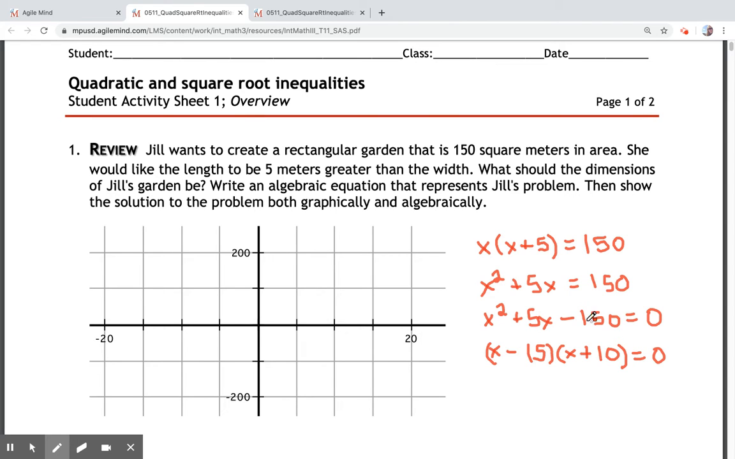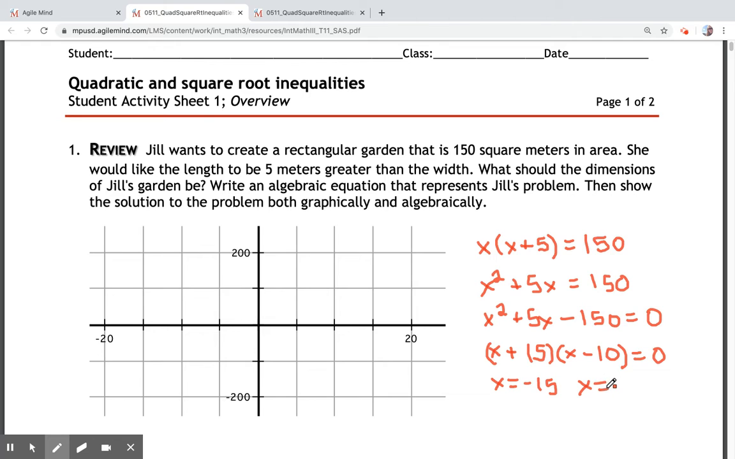Negative 15 times 10 is, of course, negative 150. And if you add them, oh, I got them mixed up. That should be plus, and that should be minus. See, even I mess up sometimes. So if I multiply those, I get a negative. If I add those, I get a positive 5. Which means if either of these were to equal 0, then I would have x equals negative 15 or x equals 10.